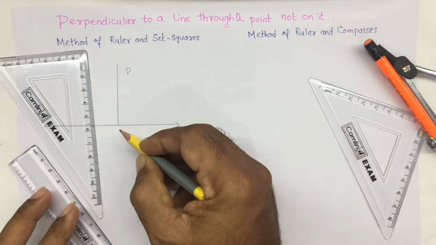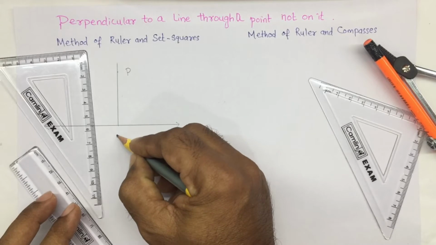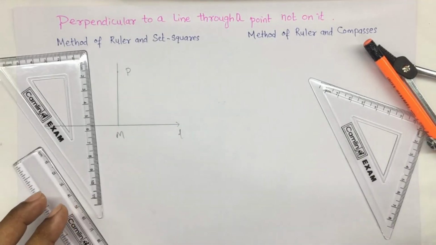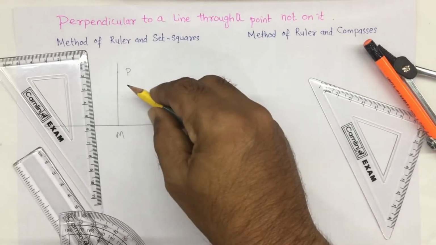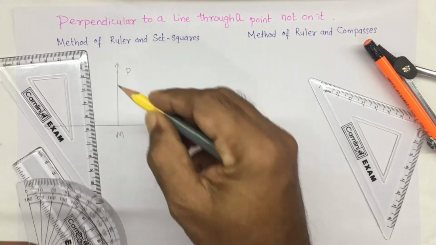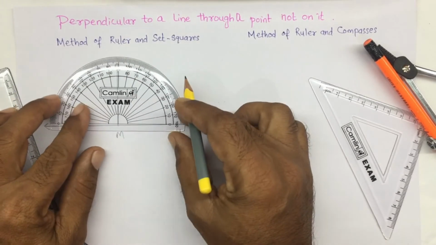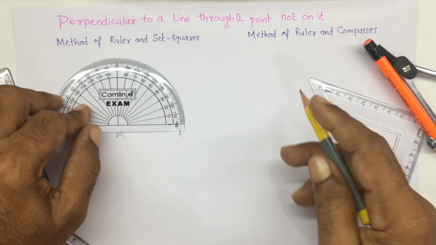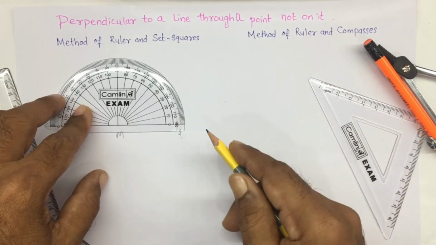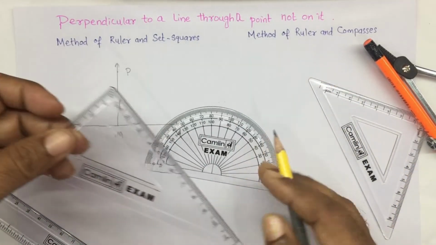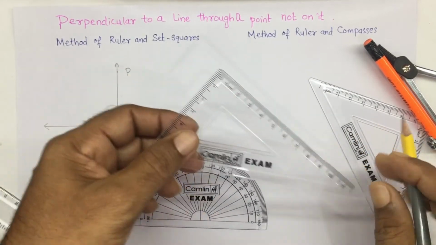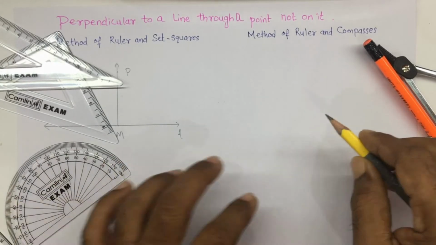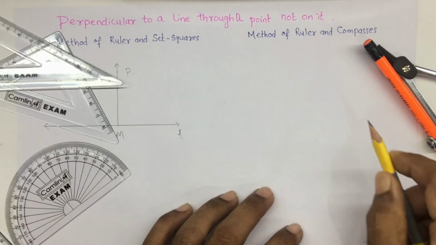Let us assume this is M. PM is a perpendicular through this point P, and you can see the measure also. This is how you can draw the perpendicular through a point which is not on the line, using the set square; any set square you can use for this purpose. Now, let us use the compasses and ruler.